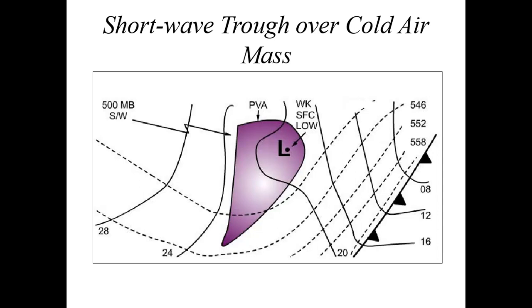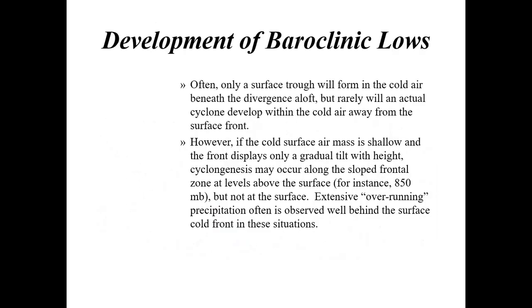Here's an example again of how we have a shortwave trough moving in, the purple shading indicative of positive vorticity advection, PVA. It occurs well removed from the frontal system, the frontal boundary, well removed back in the coldest air, and there's a weak surface low in this case, but it's just simply not going to be very strong. Dynamics just aren't perfectly aligned in this case. Now, often only a surface trough will form in the coldest air beneath the divergence aloft. You won't really get a full-blown storm system to develop or area of low pressure. Instead you get that surface trough, but rarely do you get that cyclone or that low pressure to develop within the cold air away from the surface front.